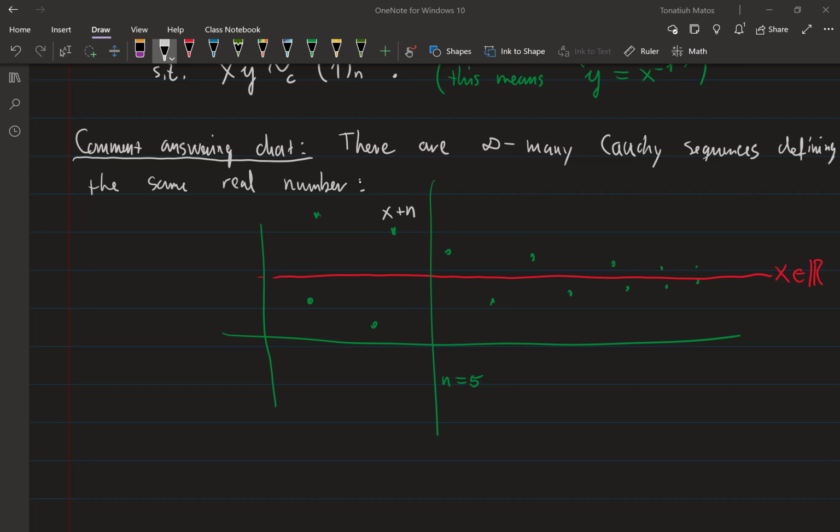Actually, sorry, let me double check that. That's a tough question. So there's uncountably many Cauchy sequences, but for a fixed real number, I think there's only countably many. At least the construction I gave you right now will only produce countably many ways of constructing the same fixed real number. But there might be more ways. This is not the only way, right?